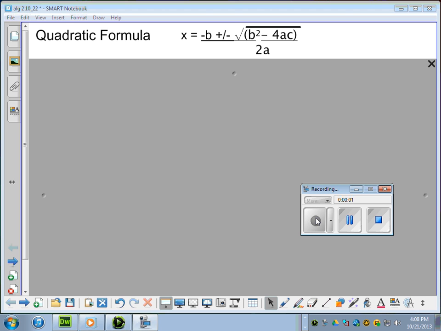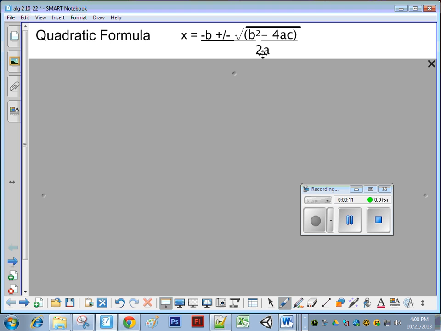All right, folks, today we're going to talk about the quadratic formula. The quadratic formula, as you might know, is in this particular style: x equals negative b plus or minus the square root of b squared minus 4ac.